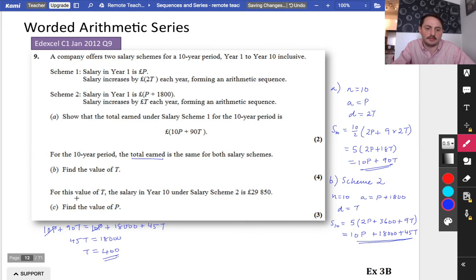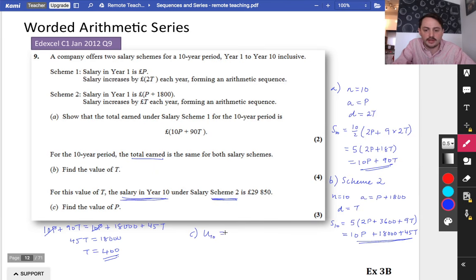Then it says, for this value of t, the salary in year 10 under salary scheme 2 is 29,850. Find the value of p. So we have to now find out something different. It's now not saying the sum in year 10, it is saying the actual salary in year 10 in salary scheme 2. So this time we're actually not asking about S n, we're actually asking about u of 10.